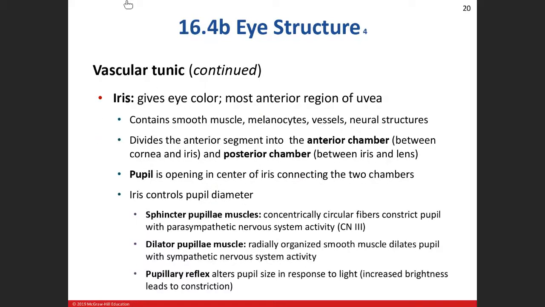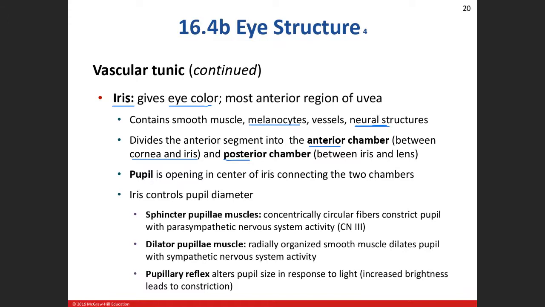Another structure of the vascular tunic is the iris. This one's easy. It's what actually gives your eye the color, because of the melanocytes. But also in the iris, you have smooth muscle because that's going to manipulate the size of the pupil. We're also going to have more vessels and some neurological structures here. The iris helps to divide the anterior cavity into two segments, the anterior chamber and the posterior chamber. The anterior chamber is pretty much from the cornea to the iris.